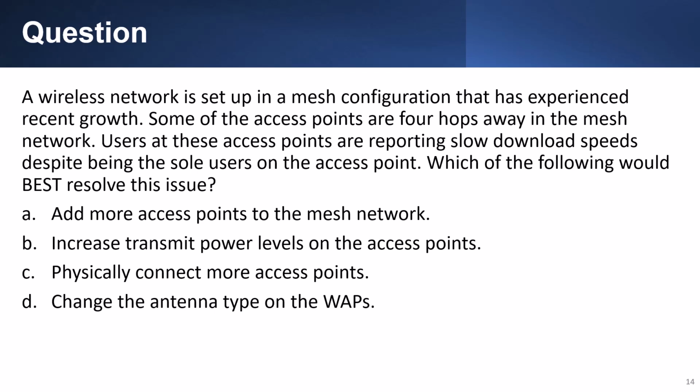Question: A wireless network is set up in a mesh configuration that has experienced recent growth. Some of the access points are 4 hops away in the mesh network. Users at these access points are reporting slow download speeds despite being the sole users on the access point. Which of the following would best resolve this issue?